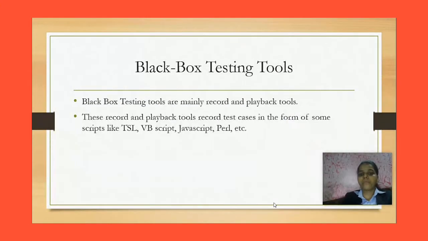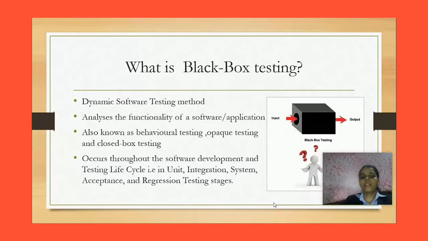So a question arises: where to apply this black box testing, right? The answer is it occurs throughout the software development and testing life cycle. That is unit testing, integration testing, system testing, acceptance testing, and regression testing. Remember those testing stages which we have learned in the verification and validation model.